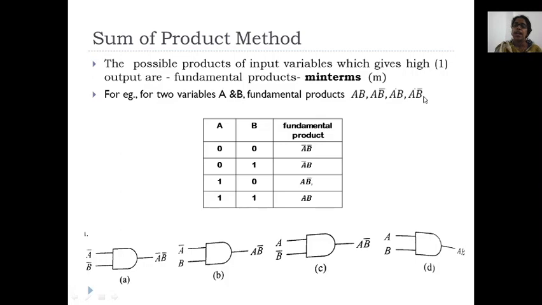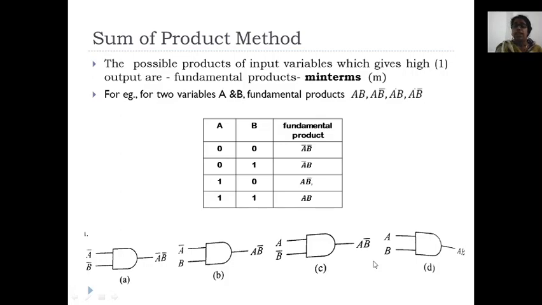Okay, and in the figure you can see that I have given you the logical representation or logic circuit of these fundamental products. We know that the product is given by the AND gate. For example, if we have to get an output of A bar B bar, we have to give A bar and B bar as the input. Similarly, I have shown the 4 fundamental products and their logical circuits.